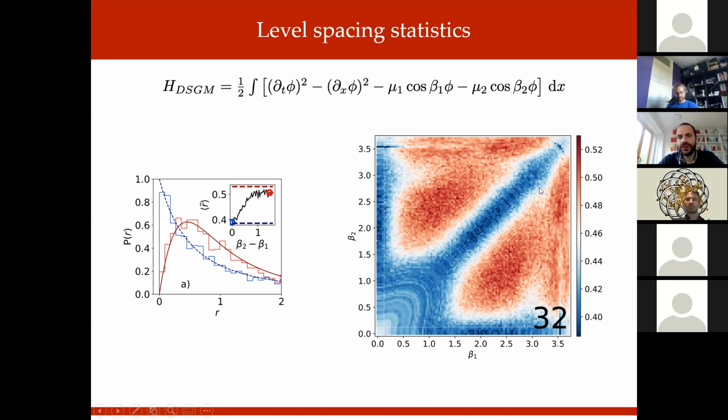Now, if we want to see how this R tilde indicator changes when we vary the parameters beta 1 and beta 2, we get this sort of phase diagram, where the blue values correspond to Poisson statistics and the dark red values correspond to chaotic statistics. So whenever beta 1 is 0 or beta 2 is 0 or beta 1 is equal to beta 2, what we get is the sine-Gordon model, which is integrable. When we are away from these three lines, the diagonal and the horizontal and vertical lines, we get a red value, which is characteristic of chaotic behavior. So the phase diagram has the behavior that we expect.